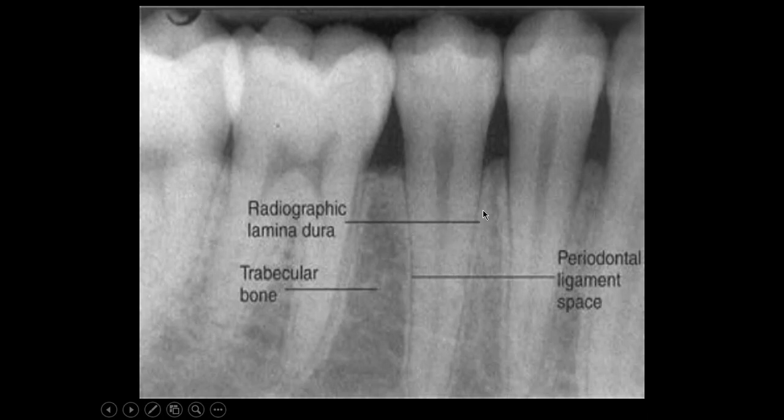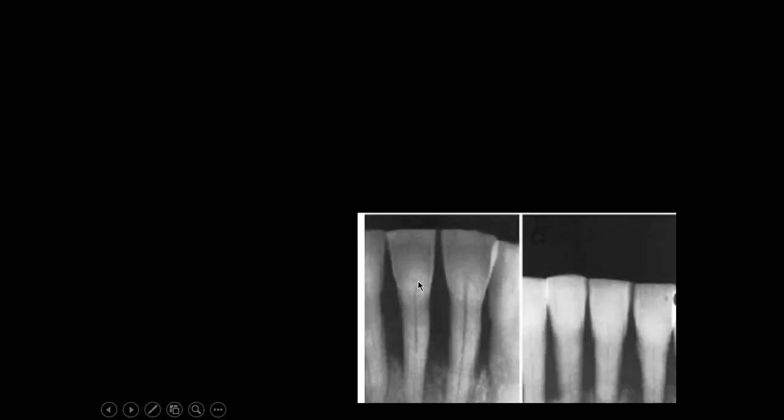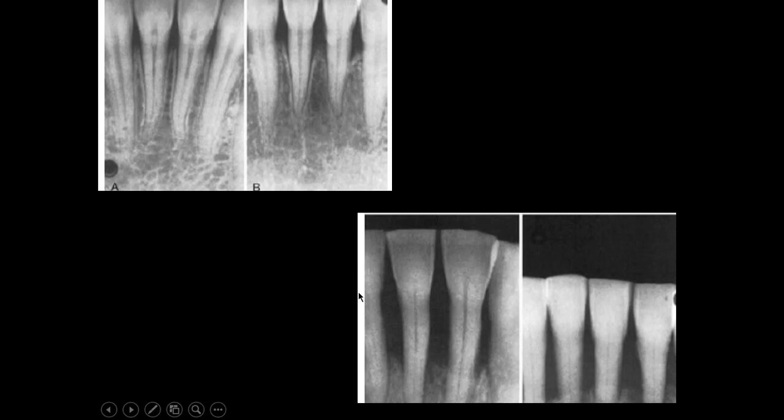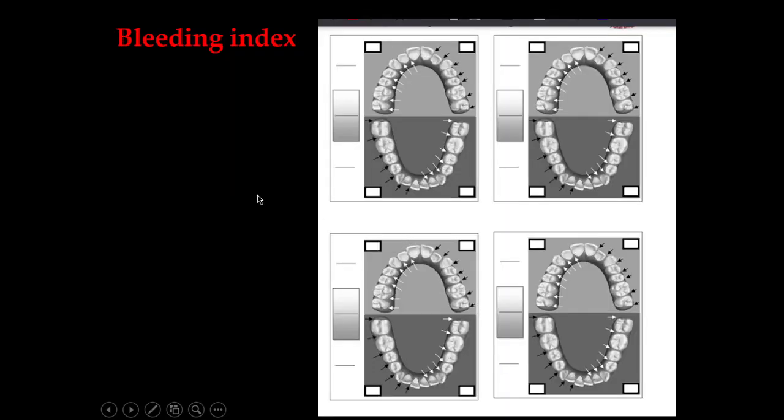This is the radiographic lamina dura here, and this is the periodontal ligament space that widens in the case of trauma. See, this is the normal state, and this is the widening of the periodontal ligament space. This is the loss of lamina dura here. Okay.